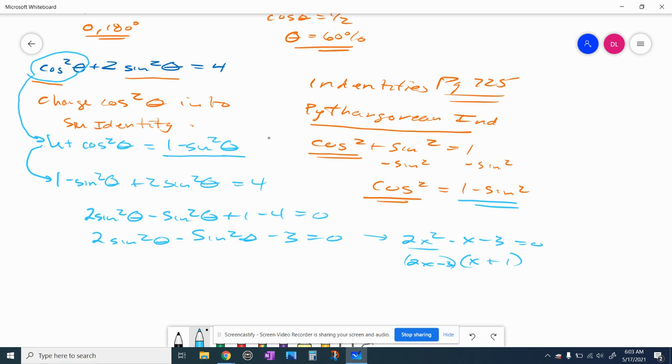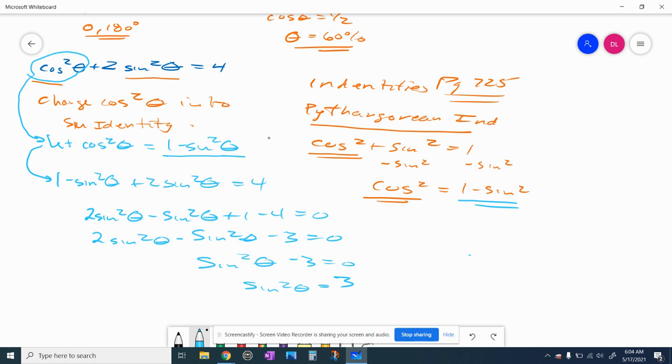Hold on. That is just going to become sine squared, isn't it? Back up, we don't need that right now, because I didn't look to see that these are like terms now. So 2 sine squared theta minus sine squared theta gives me sine squared theta minus 3 equals 0. So sine squared theta equals 3.